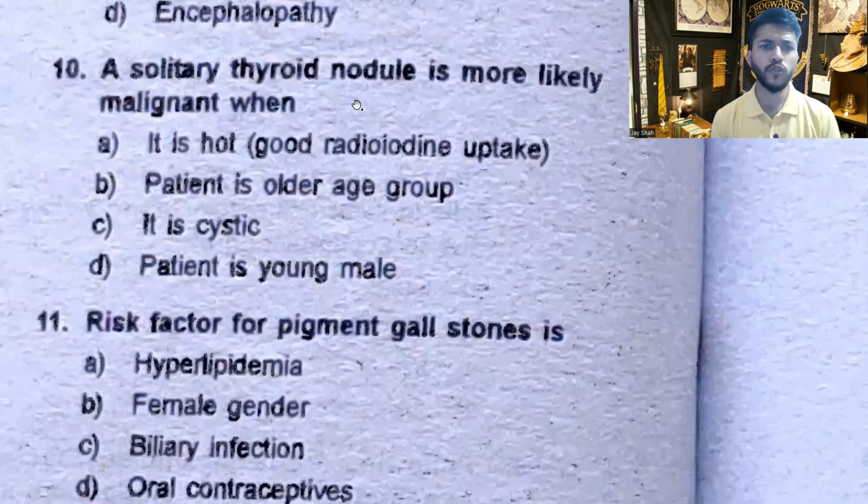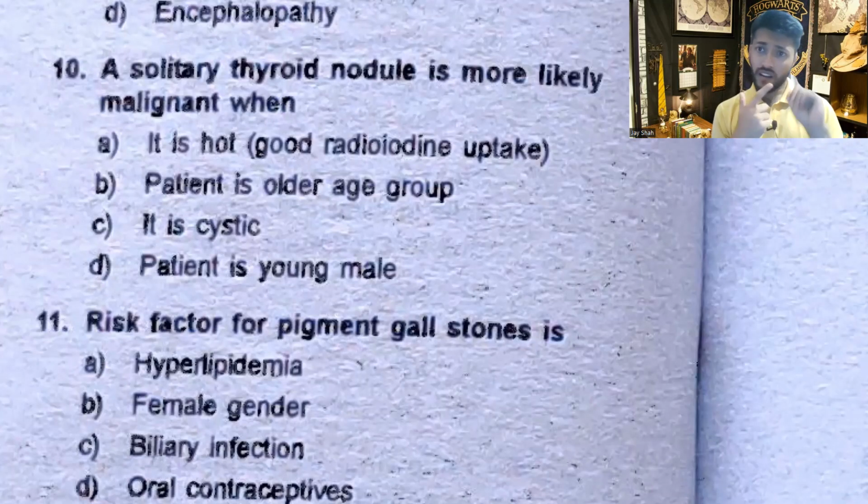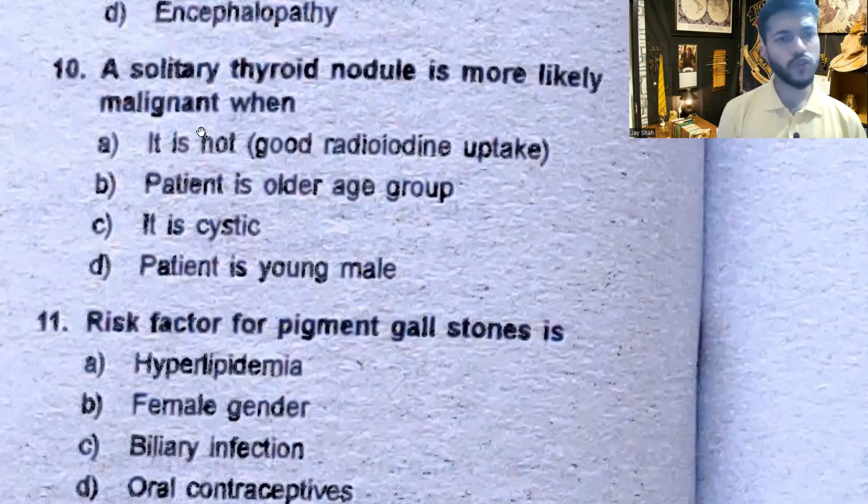Solitary thyroid nodule is more malignant when, see, if it is a cold nodule, meaning radioiodine uptake is less. Young male, cold nodule, solitary nodule, solid nodule, all of them have increased risk of malignancy. So hot, no. Older age group, no. Young male. Cystic, no. Solid. Young male, yes. So a solitary thyroid nodule is more malignant when the patient is likely to be a young male.